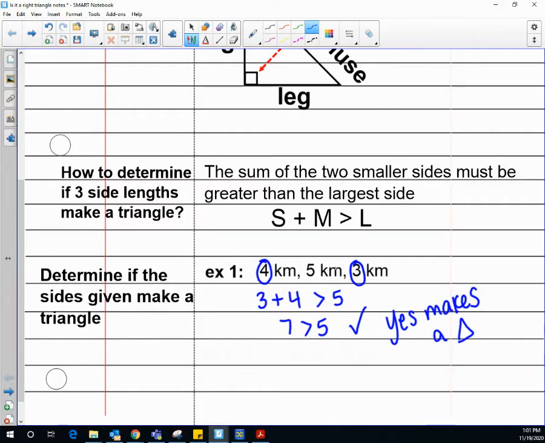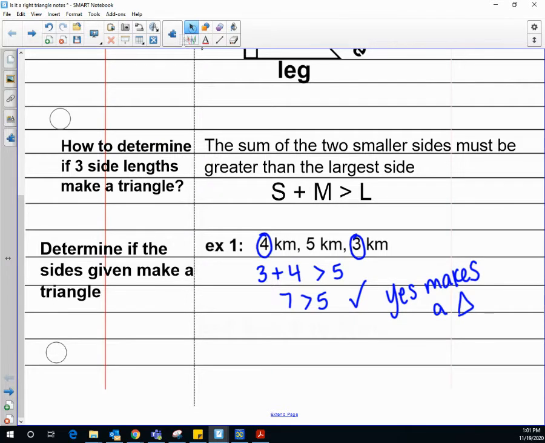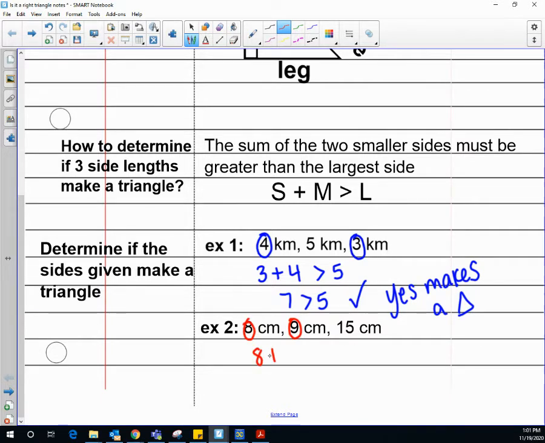Okay, so we took the smallest and the middle number, added those together, and then determined the sum. All right, let's do another example. Here we have 8 centimeters, 9 centimeters, and 15 centimeters. Here we got the small, the middle, and the large, so they are in order. So we'll do 8 plus 9 and see if that is greater than 15. 8 plus 9 is 17. 17 is greater than 15. So again, that is a true statement. So yes, these make a triangle.